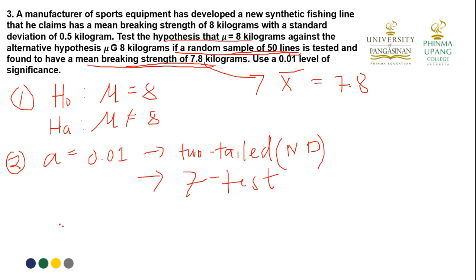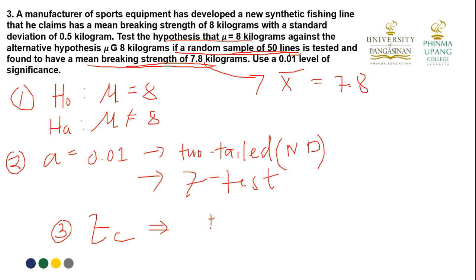Next, for number 3. So find the critical region for Z. Use the level of significance 0.01 and take a look at the table. You must find a two-tailed there and 0.01. Very good. Sabi ni Joshua, 2.575.